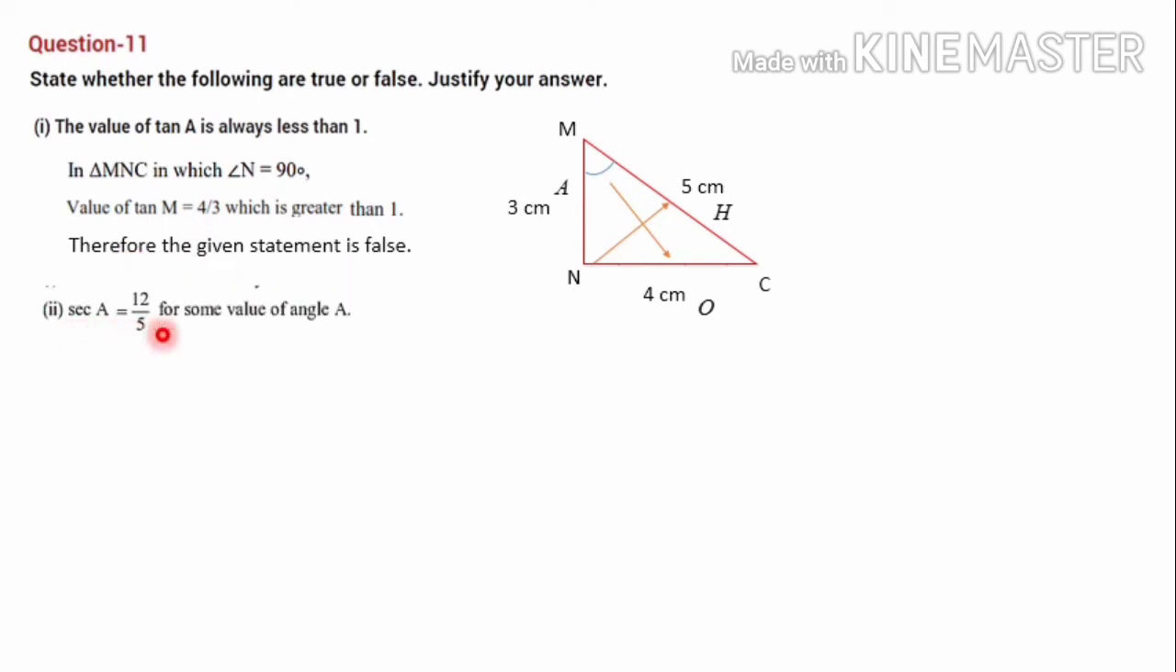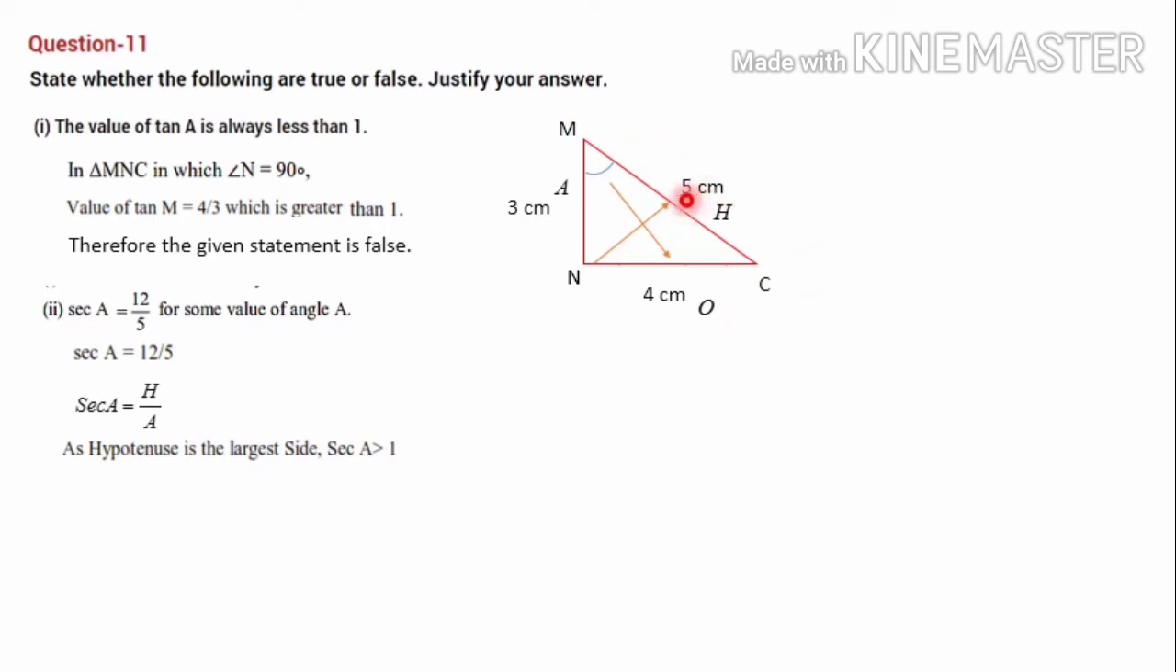Cosec A is equal to 12 by 5 for some value of angle A. This is the next statement. So cosec A is equal to 12 by 5. Here cosec A is equal to H divided by O, hypotenuse divided by the opposite side. Here hypotenuse is 12 and the opposite side is 5. As hypotenuse is always the largest side, cosec A must be greater than 1. Here you know that in a right triangle, the longest side is always the hypotenuse.